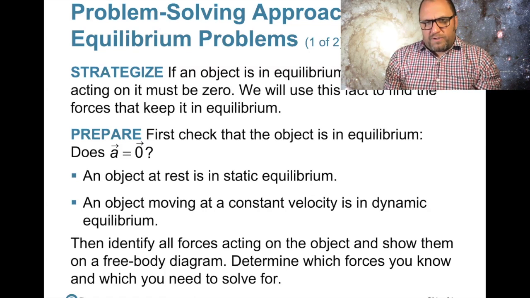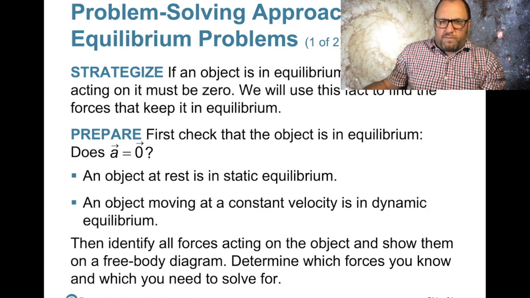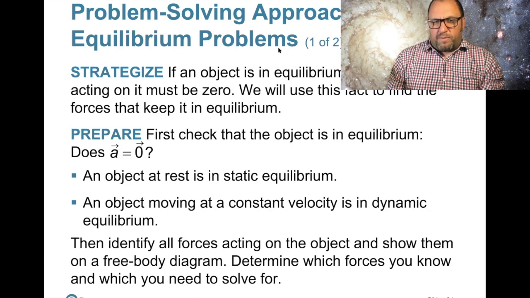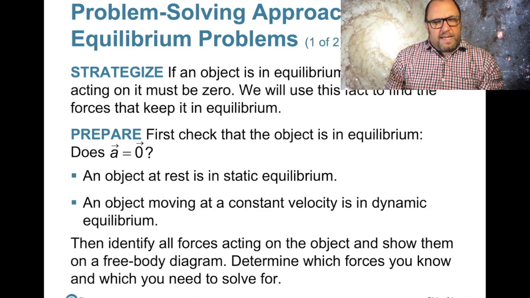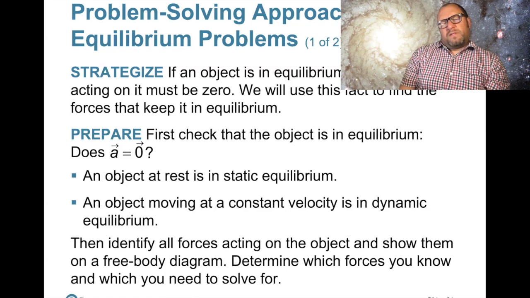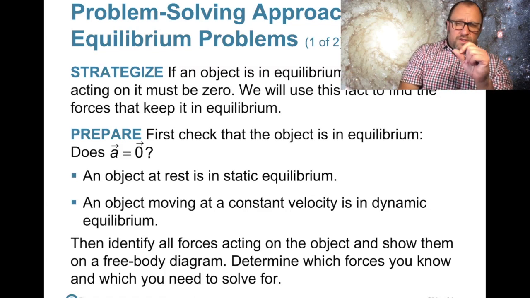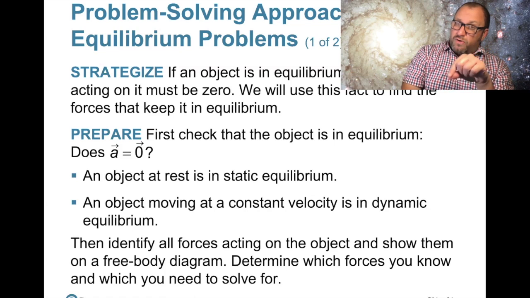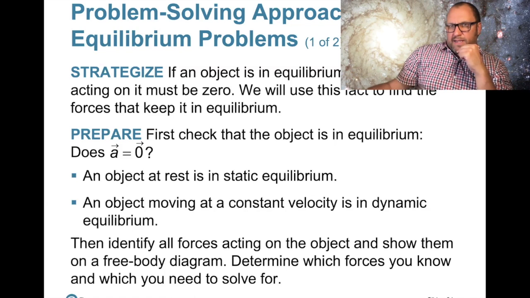Okay, first check that the object is in equilibrium. Does a equal 0? An object at rest is in static equilibrium. An object moving at a constant velocity is in dynamic equilibrium. And I have philosophical questions with them using the vector notation over 0. Okay, so maybe that's just me.